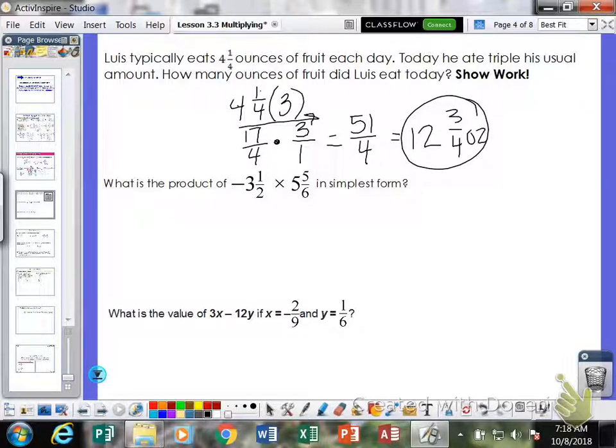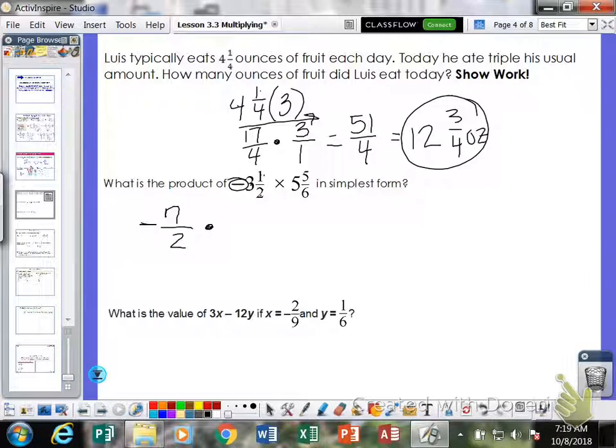Make sure we label. What is the product of -3 1/2 times 5 5/6? So again, we're going to change this. So 3 times 2 is 6, plus 1 is 7. Don't worry about that negative. So forget about the negative and multiply. 2 times 3 is 6, plus 1 is 7. Then tack on the negative. So we don't worry about the negative when we're changing. We worry about it after.